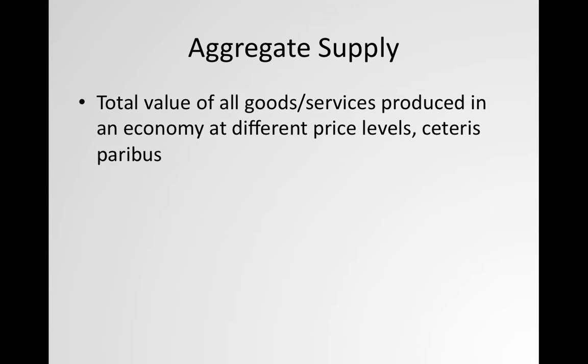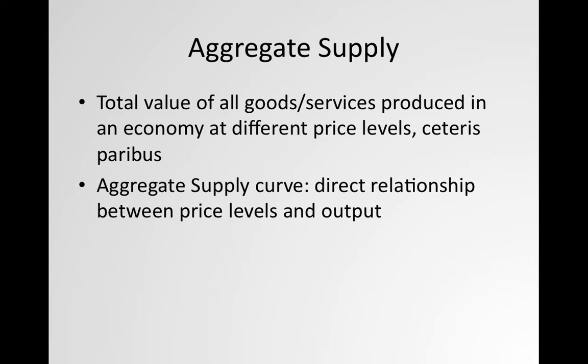So as you could probably guess, aggregate supply is looking at the total amount of output, or the value of that output, in a country by the country's producers. So if we took everything that was produced, cars and houses and haircuts, everything, aggregated that or put it all together into one supply curve, that would be our aggregate supply curve. We define it very similarly to aggregate demand: the total value of all goods and services produced in an economy at different price levels, ceteris paribus.